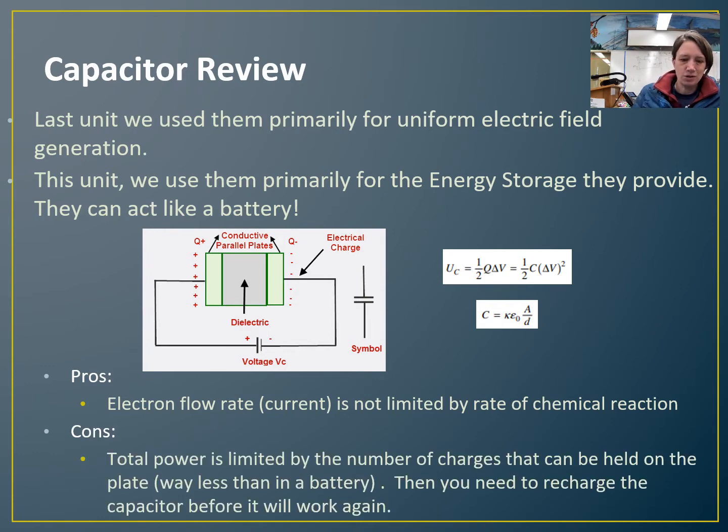One of the cons, of course, for capacitors is that the total power provided by the capacitor is limited by how many charges you store up on the plate. So we get a lot of current, but we only get it for a very short amount of time. And then the current actually dies down as the voltage dies down as well. So they don't provide the constant current and flow rate that batteries do. It's more of a little spike situation.